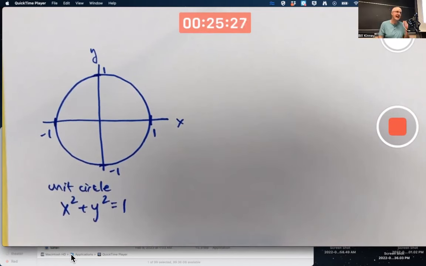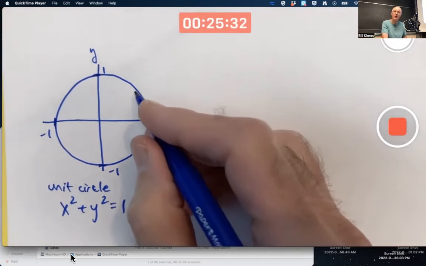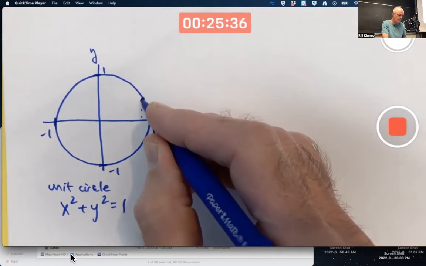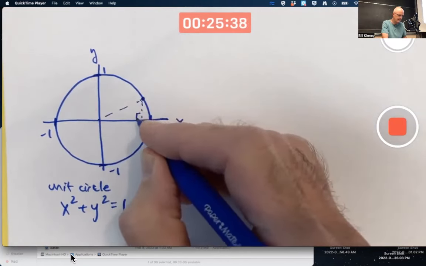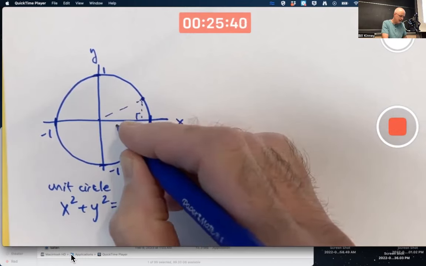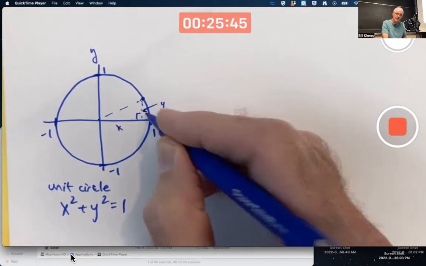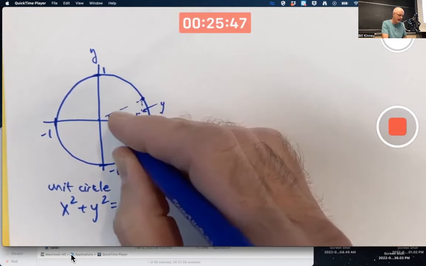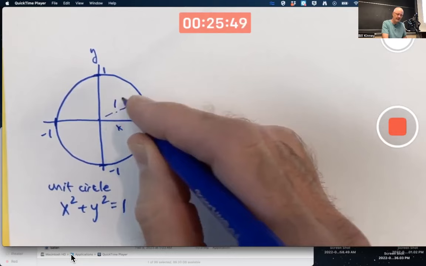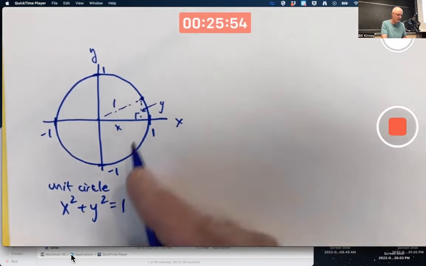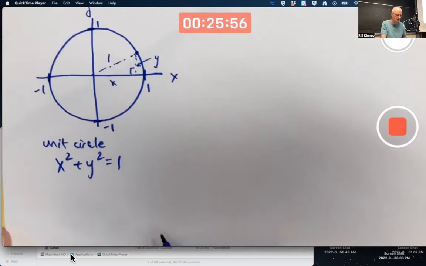The reason it has that equation is because of the Pythagorean theorem. Given any point on the circle, like right here, you can draw a right triangle in the picture like this. The x coordinate of the point and the y coordinate of the point are these distances that are labeled. And the hypotenuse of the right triangle has a length of 1. The Pythagorean theorem would say x squared plus y squared equals 1 squared. Well, 1 squared is 1, so we can just write a 1 there.